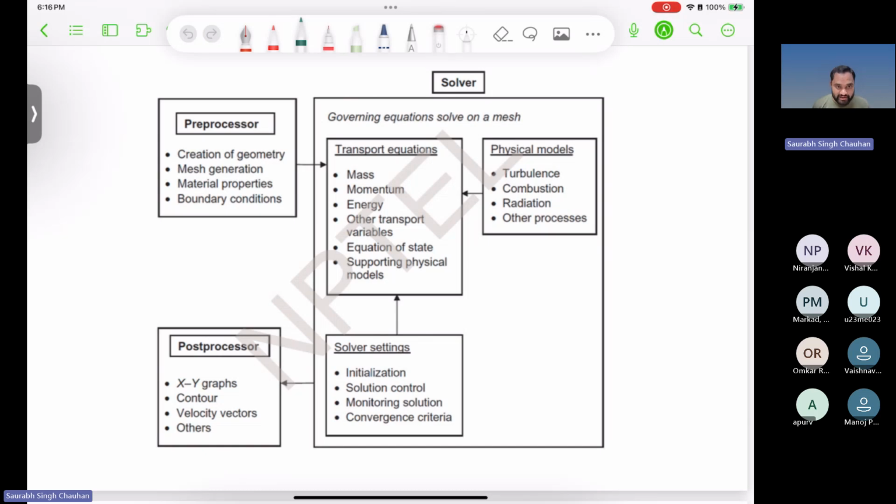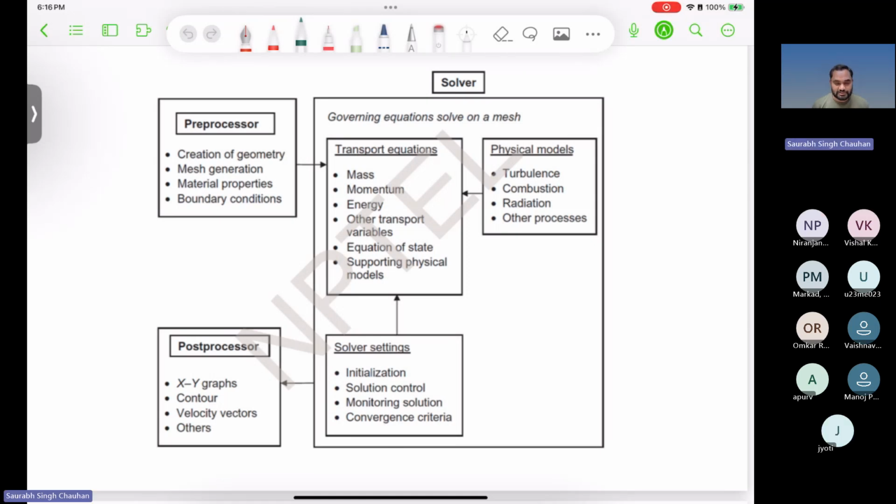You also need to define boundary conditions, right? If you don't have any boundary condition, you cannot tell the solution of a differential equation. You solve the differential equation and you check whether the solution of the differential equation is satisfying the boundary conditions or not.